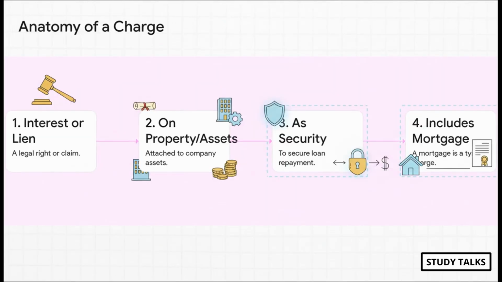A charge is really just four simple things. 1, it's an interest or lien. That's just a fancy way of saying a legal right or claim. 2, that claim is on the company's property or assets. 3, its whole purpose is to be security for a loan. And 4, the law makes it clear that yes, a mortgage counts as a type of charge. So really, a charge is just a lender's legal claim on a company's stuff to make sure they get their money back. Simple as that.